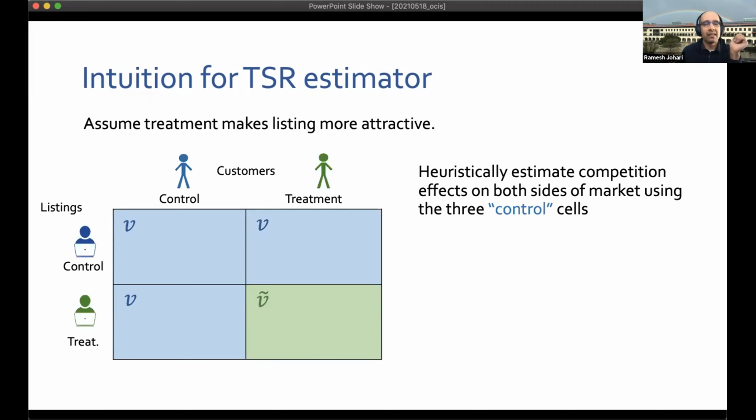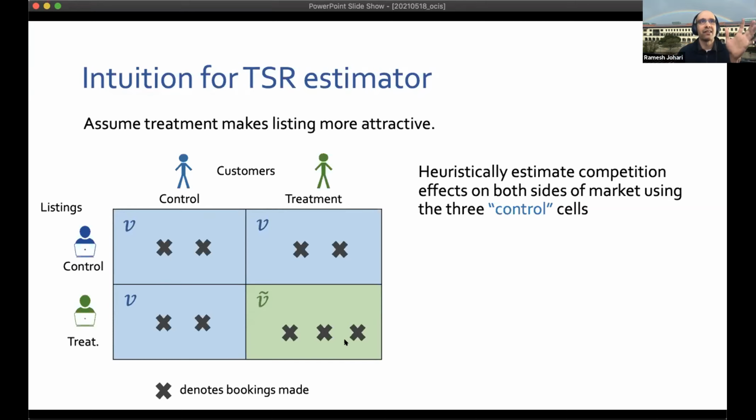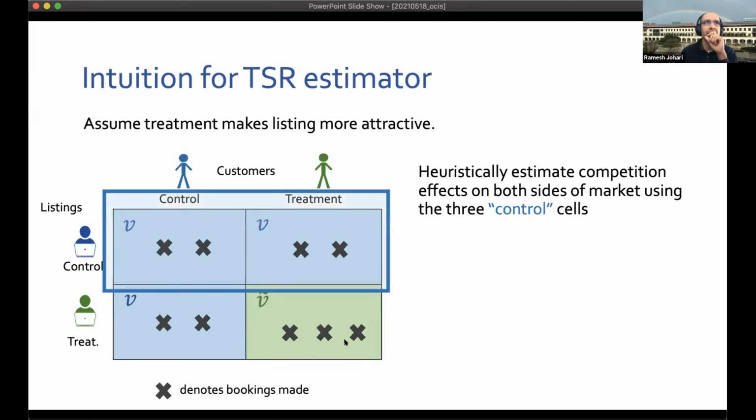So let's suppose that the treatment makes a listing more attractive, okay? Which means that if I imagine what bookings should have been made in a world where I didn't have treatment, from a control and treatment customer's perspective, they should both see control listings the same way. So in the absence of any treatment listings, I should have expected that the booking rates in these two cells are about the same. Now, what will actually happen is that because this green box exists, some bookings will be cannibalized away from this cell into this cell.